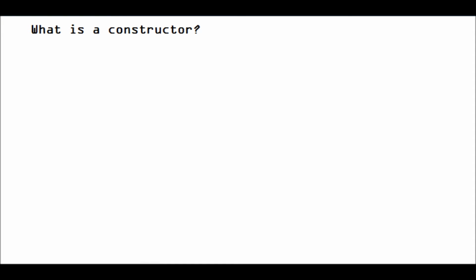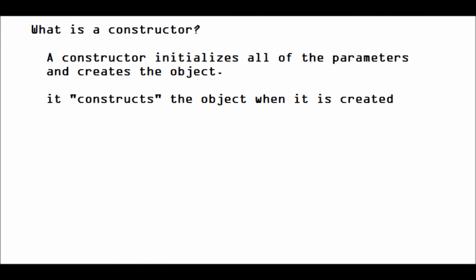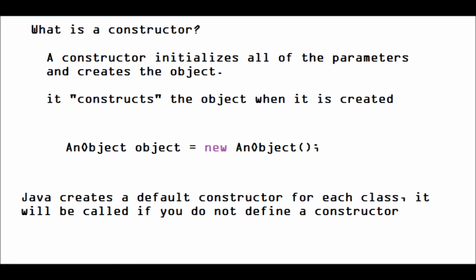Alright, so first of all, what is a constructor? Basically, it's what happens when you initialize a class. It initializes all the parameters and creates the object. It constructs the object. So when you say an object equals new an object, you are calling the constructor for an object class.